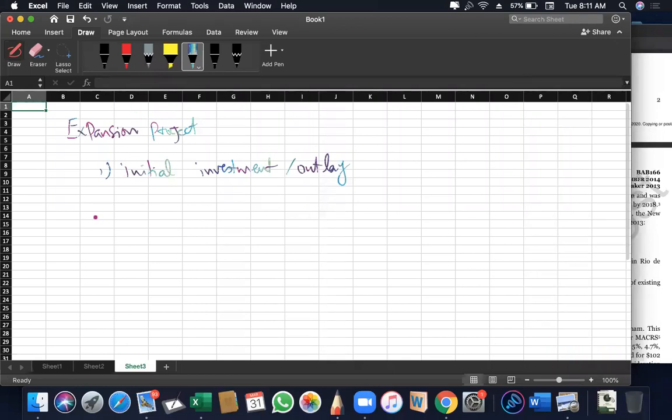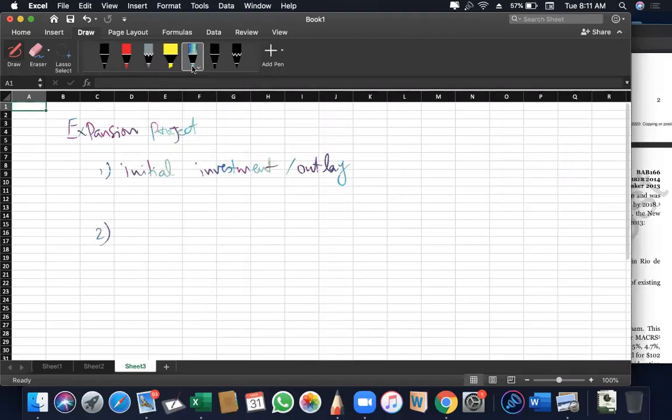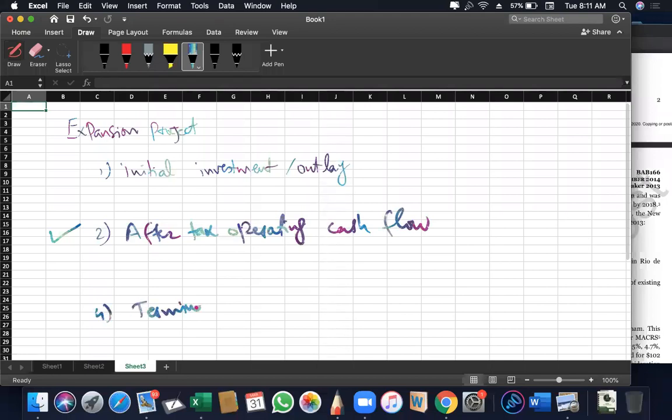Now, the first step is to find initial investment and initial outlay, and the second one is to find, now this is the most important part of the topic: after tax operating cash flow. And lastly, we have terminal year non-operating cash flow.